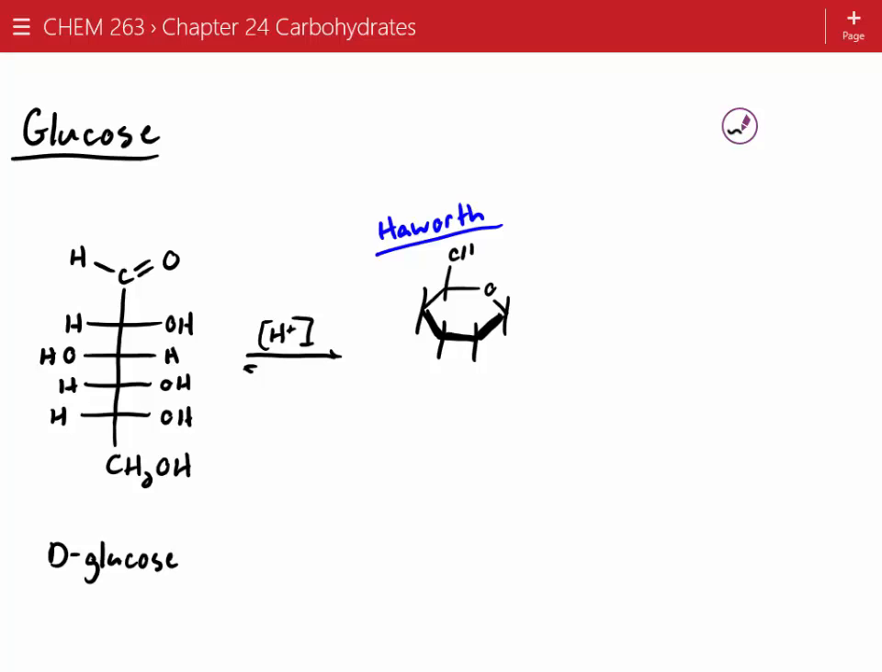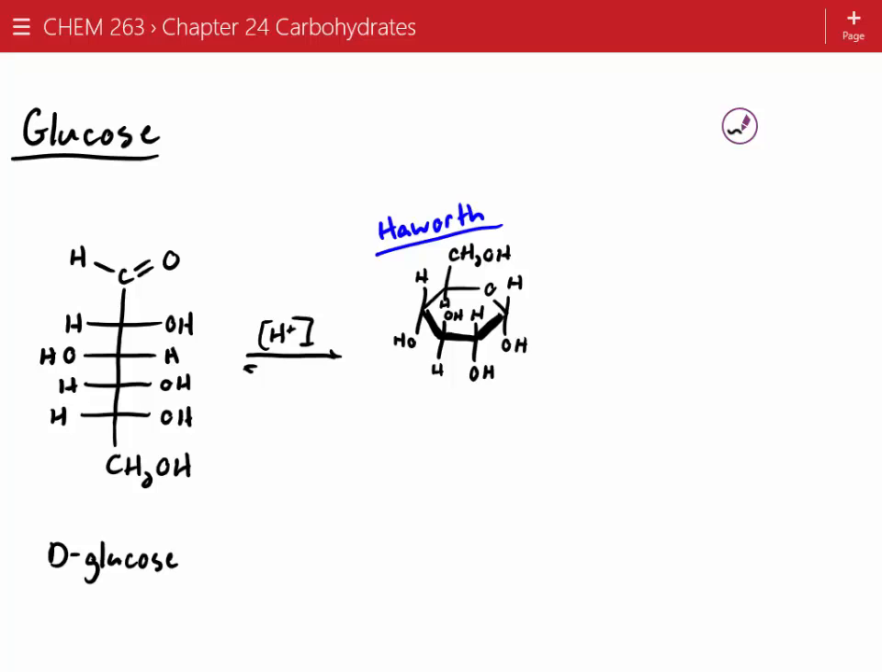Then we go CH2OH. That means that one's sticking up. The other one sticking up is a hydrogen. Hydrogen. Got a hydrogen there and an OH there. Hydrogen and OH. H, OH. And OH. So this would be the Haworth projection. I personally am not a big fan of these, but they show them in your book, so I wanted to show them to you guys.